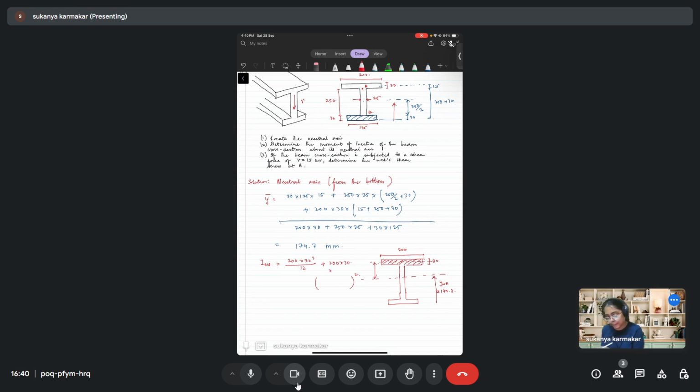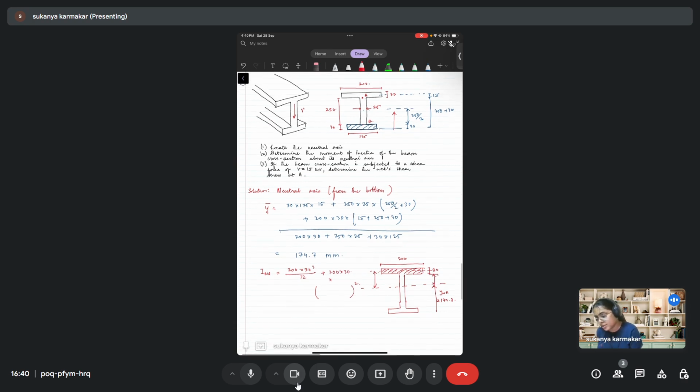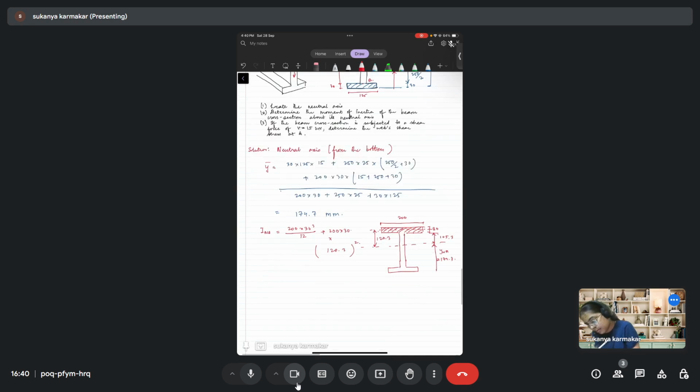So this distance will be, see, first I can calculate this much distance. How much is that much? That distance which I just marked. It will be 250 plus 30 minus 174.7. So 105.3 plus 15. So this is 120.3. So 120.3 square plus you will have for the web.